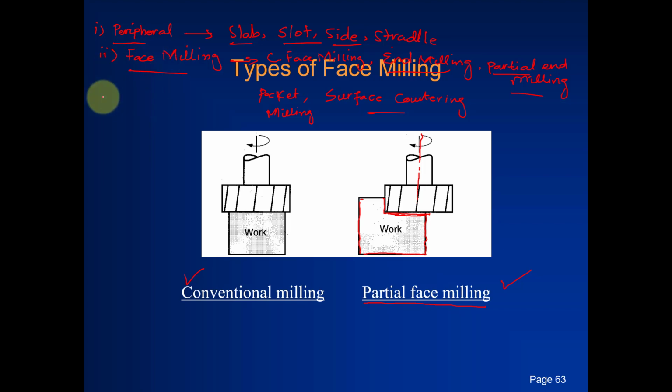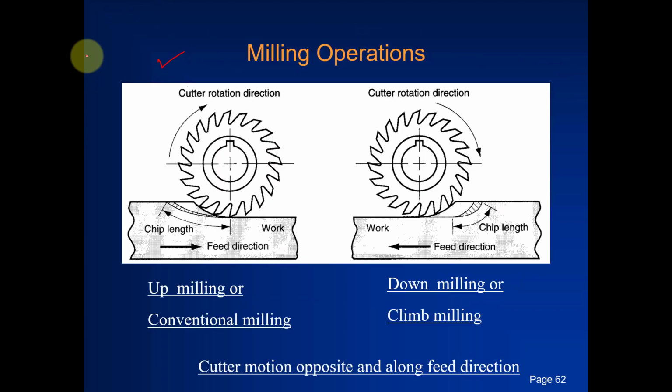These are the division of milling operation on the basis of the orientation of the axis of the rotating tool and the workpiece surface. So we have peripheral milling and we have face milling. Any question? No, sir. Okay. Then we will move toward milling operations.